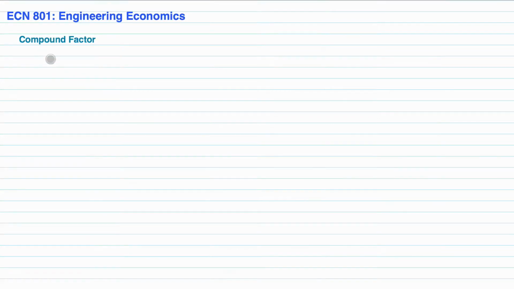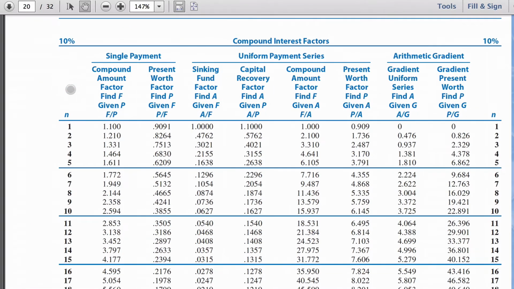In this video, we will talk about compound factors. Compound factors are basically, if we have this equation, we take all of our equations and we convert them to these factors to simplify our calculations. So we reduce our dependency on computers by using interest tables.